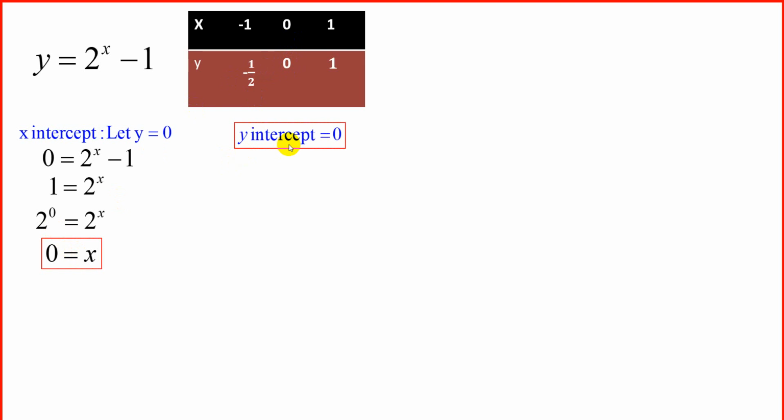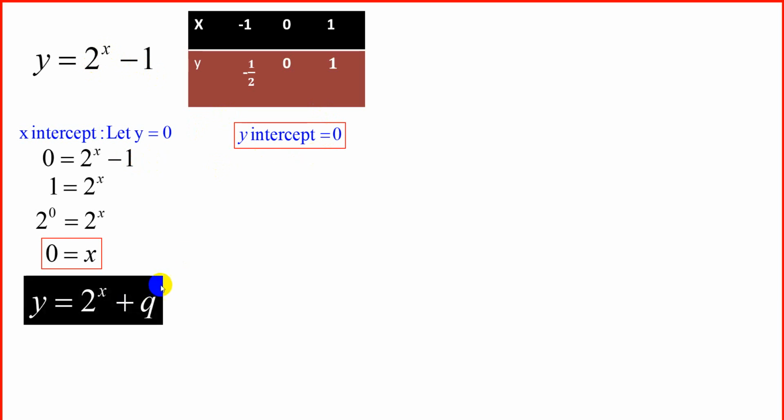To find the y-intercept, I'm taking it directly from the table. We say let x be 0, therefore y is 0. Or you can substitute 2 to the power 0 minus 1. So we have our x-intercept and we have our y-intercept.